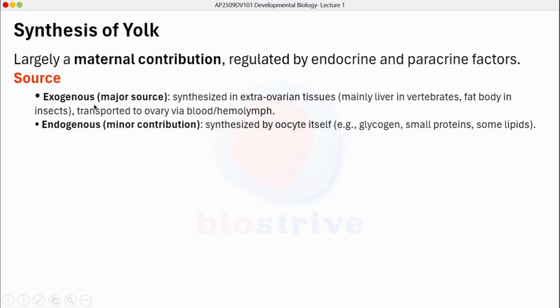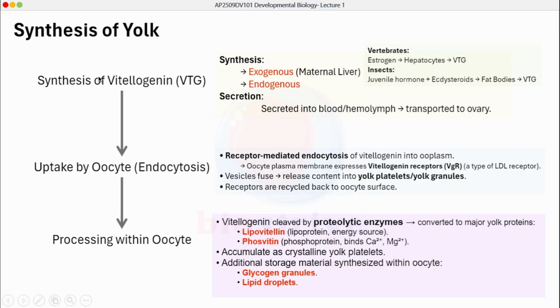Another one is the exogenous mechanism, which is the primary source, in which extra-ovarian tissues like liver tissue in vertebrates or fat body in the case of insects are responsible for making proteins like vitellogenin, which is later transported to the ovary via blood or hemolymph. So these are two main sources of synthesis of yolk. The synthesis occurs mostly by the exogenous pathway and some endogenous contribution as well. And later the secretions are carried to ovarian tissue through blood in vertebrates and hemolymph in the case of insects.